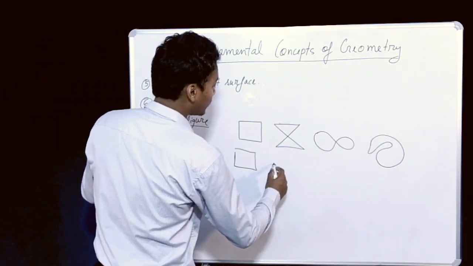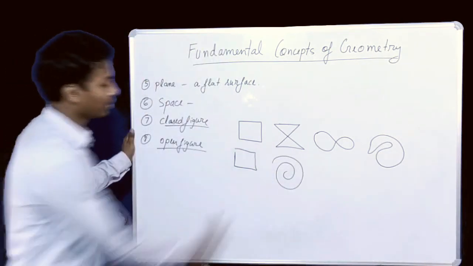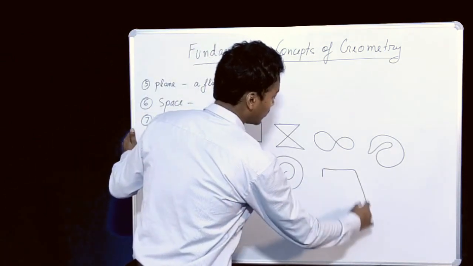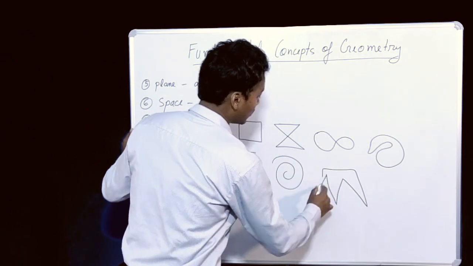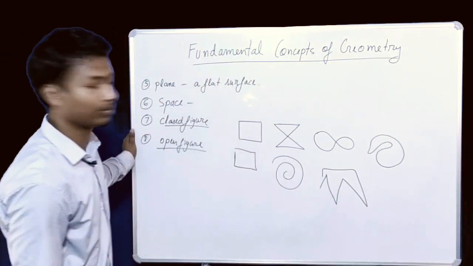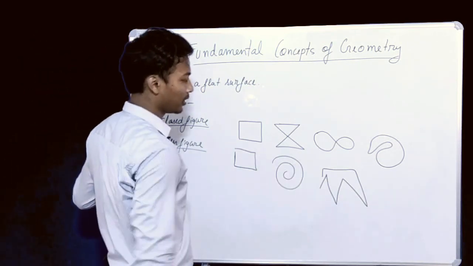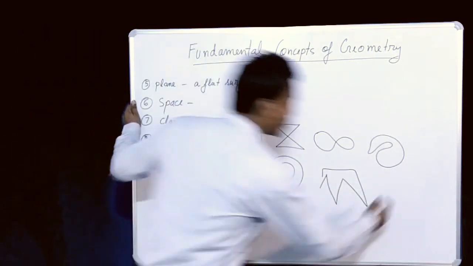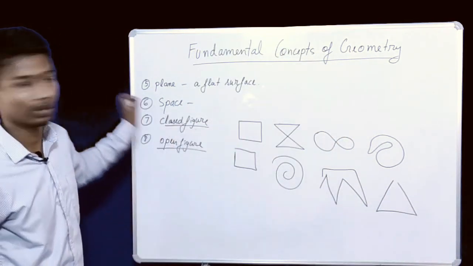Similarly, this shape is also an open figure, still open. This is also an open figure, okay? So if you leave any part open in that figure, it is called an open figure. Let's take one more example. Okay, this is not a triangle, this is an open figure, okay?